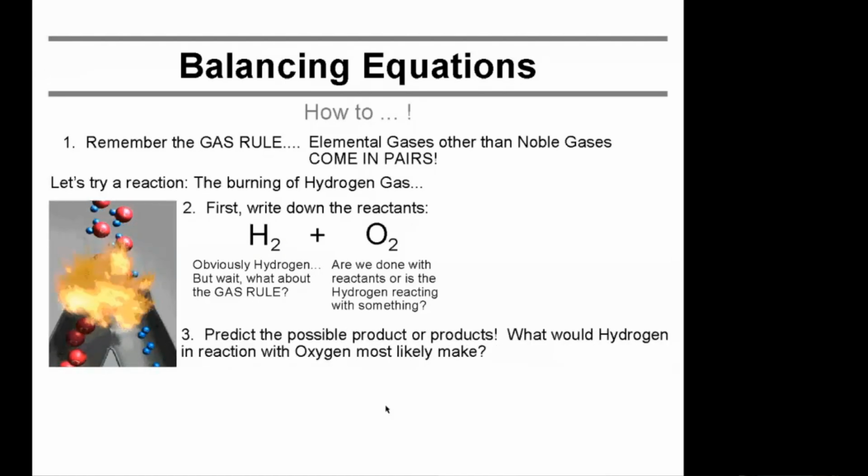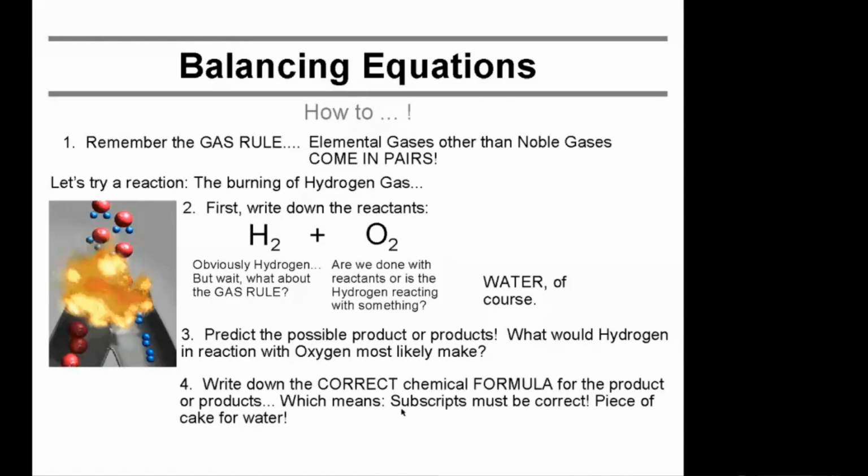What are we getting on the other end? What is the product we're predicting this reaction makes? This reaction makes, of course, water. So we can write down the correct chemical formula for water, which means subscripts must be correct. Piece of cake for water, so it makes H2O. But we have a problem now. Hope you can see this. 2 hydrogens here, 2 hydrogens on this side. 2 oxygens here, only 1 oxygen on this side. So something is wacko, and we need to fix that.